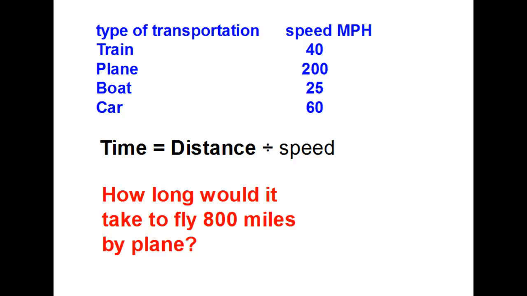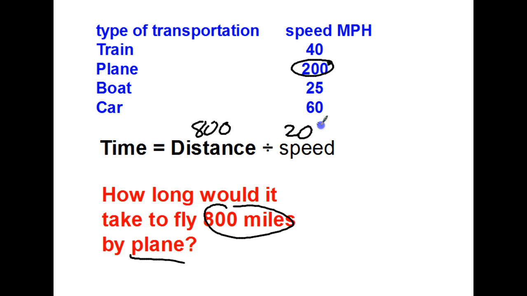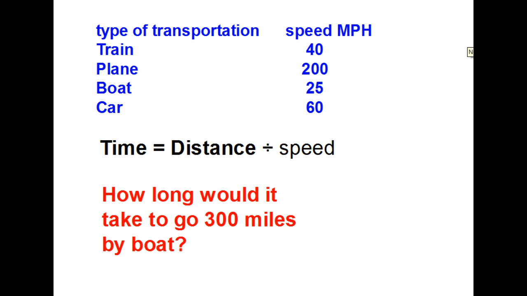So I'm just going to plug numbers in. My 800 miles is going right in here for my distance. Since I'm going by plane, it's 200 miles per hour. So I've got 800 divided by 200. Since I got zeros inside and outside, I can get rid of them. And look, I just have 8 divided by 2, which equals 4. So if I went 800 miles in a plane, it would only take me 4 hours. Stop the video when you try it out.